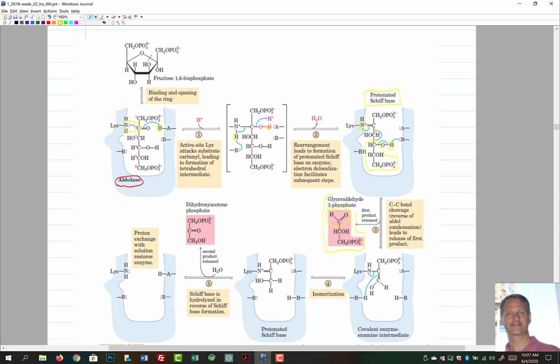Right? Down here you have this enamine, right? Here's an ene, an amine, there's an enamine. It's an intermediate. We have isomerization, right? So we come over here and we again form another iminium ion, or a protonated Schiff base. And then we have a hydrolysis occurring when we have water coming in here, and we kick off your dihydroxyacetone phosphate, and then we have our aldolase back.